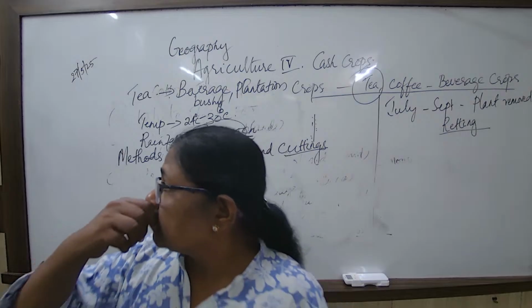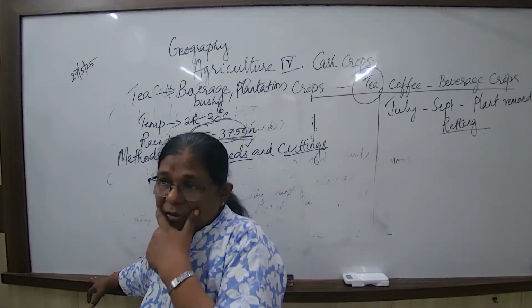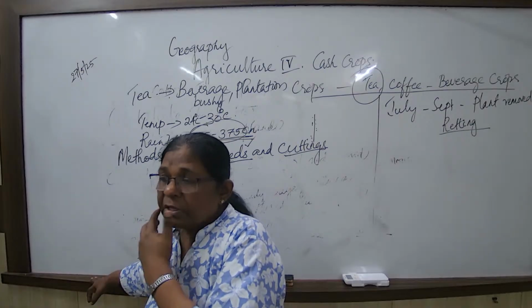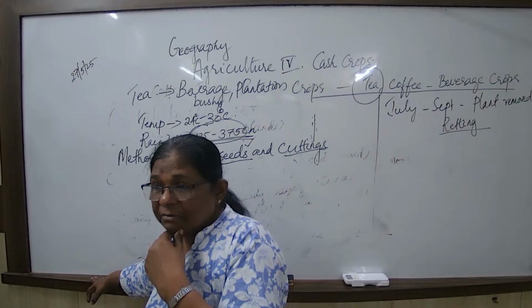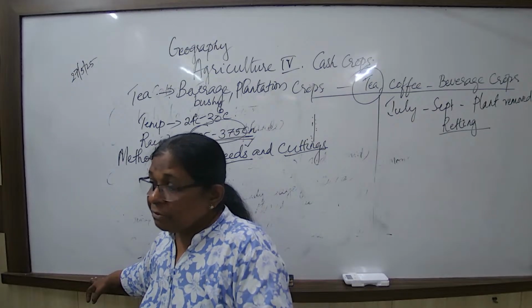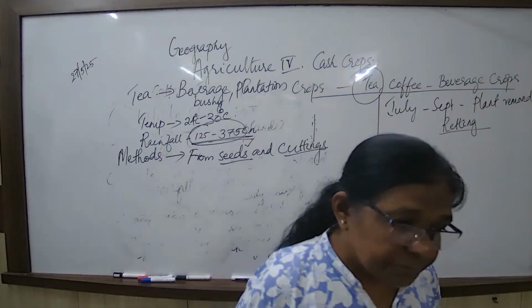Take a video and you see whichever crop you want to see. Jute you want to see or coffee you want to see? Which crop you want? Very nice videos with the processing and all are there.